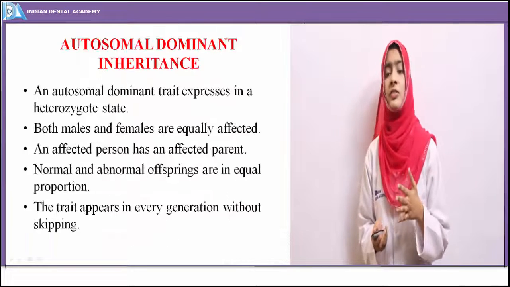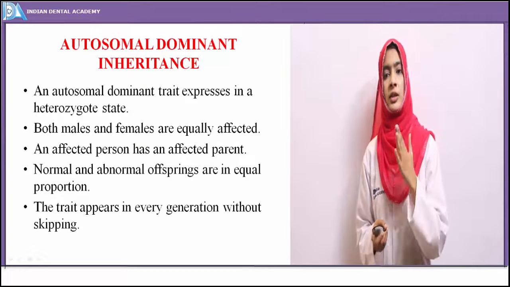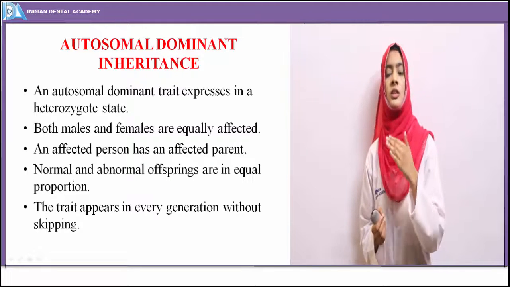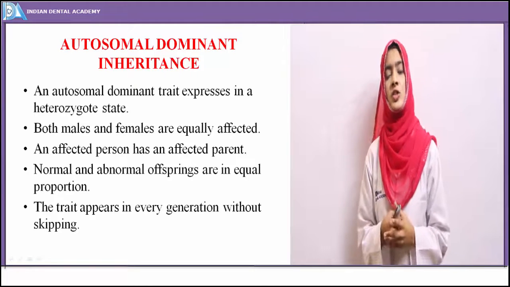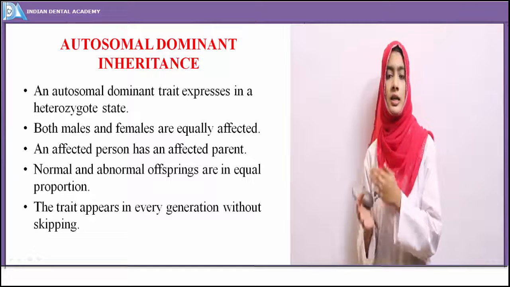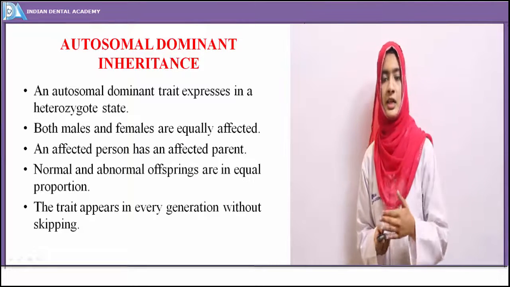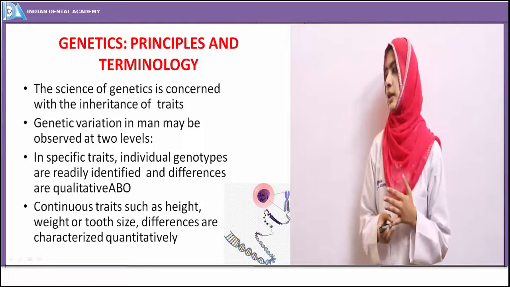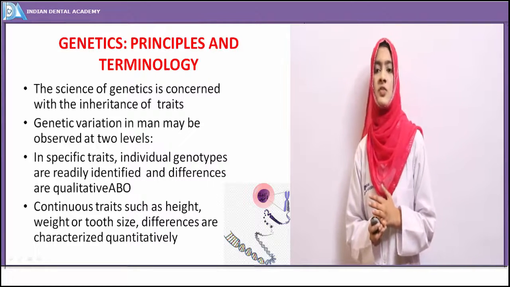Okay, if the mode of transmission to the child requires two genes for expression of the disease, that is known as a recessive type of inheritance. Okay, we'll study in detail about the inheritances. Basically, the genetic variation, it may be because of either the specific traits.